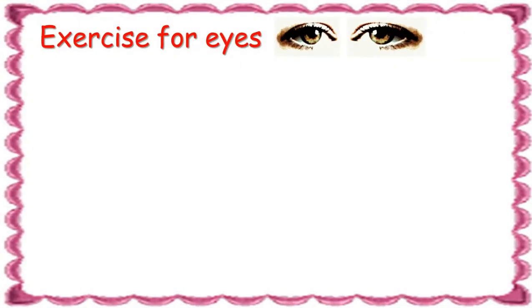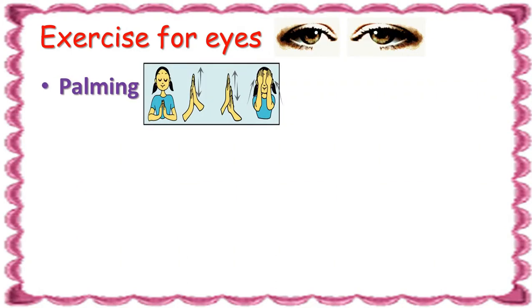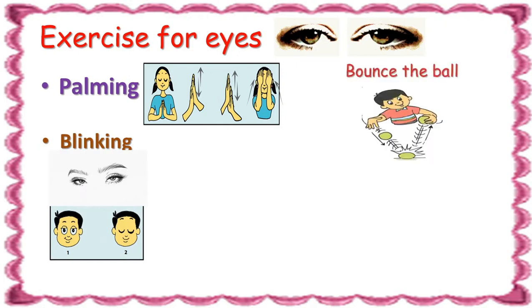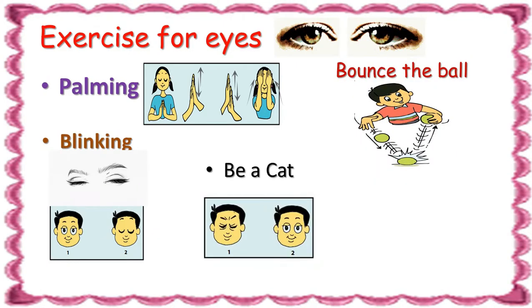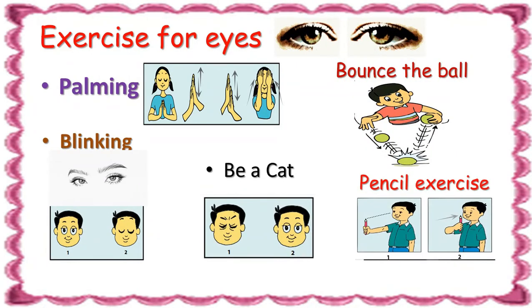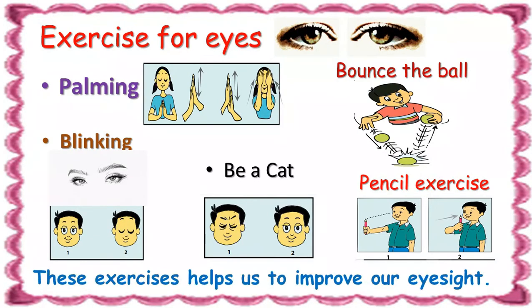Exercise for eyes. To minimize eye strain, we have to perform these exercises: palming, blinking, bounce the ball, be a cat, pencil exercise. These exercises help us to improve our eyesight. Children, hope you understood this.